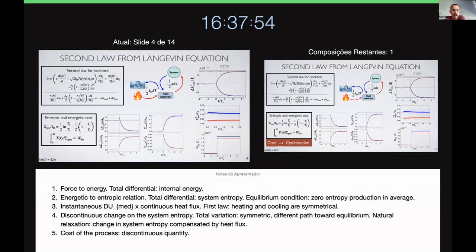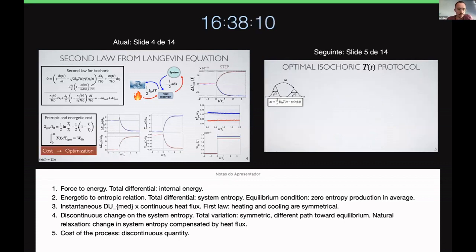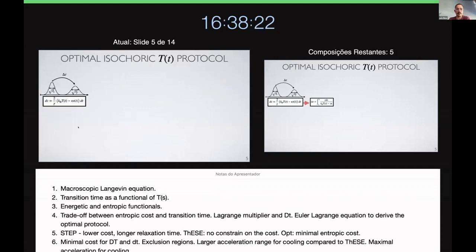This entropic cost is valid in this case for a single discontinuous change. And by multiplying this entropic cost by the instantaneous temperature, we are able to identify the energetic cost that we call here a dissipative work. So once we are able to identify the cost, you can go to the next step, which is looking for strategies that optimize this transition between two equilibrium states in a given finite time.